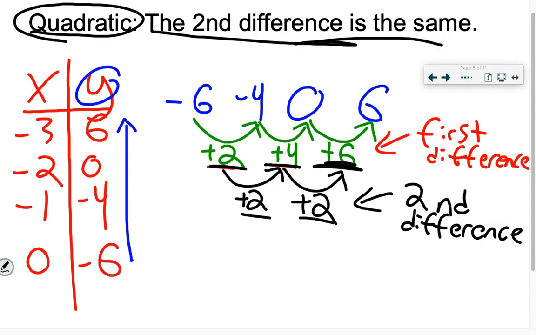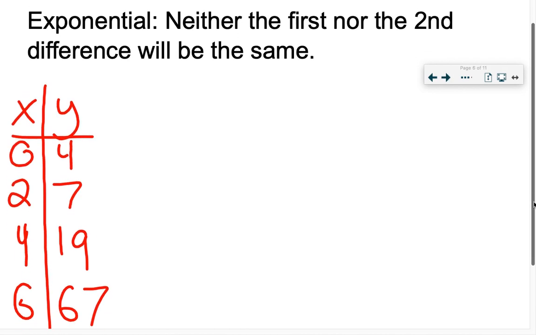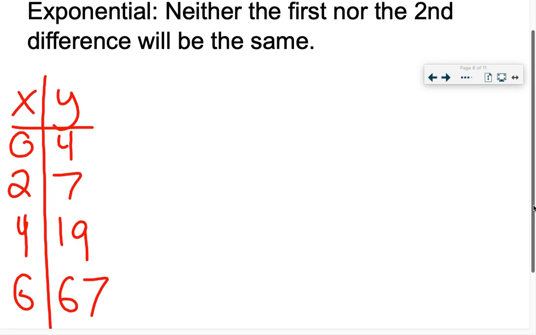So it's important, again, that we're taking notes. But a quadratic, the second difference is the same. The first difference is not the same. If the first difference is the same, it's linear. If the second difference is the same, then it's quadratic. So just like yesterday, we talked about linear, quadratic, and exponential. So in exponential, neither of them are the same. Okay? Neither the first nor the second.